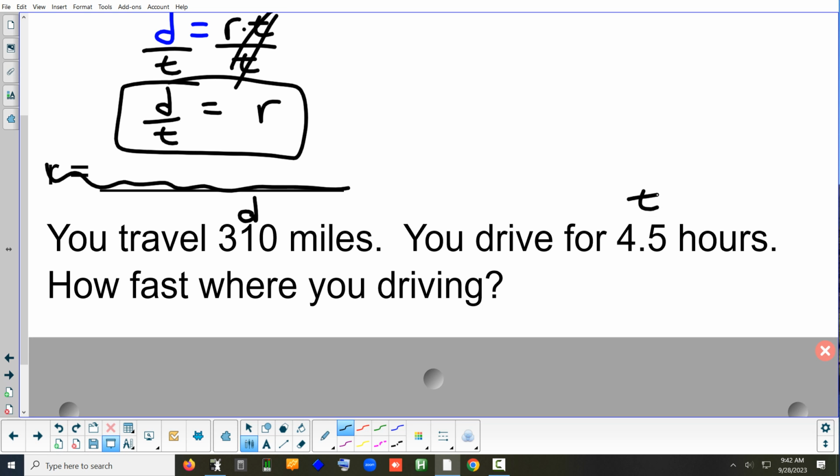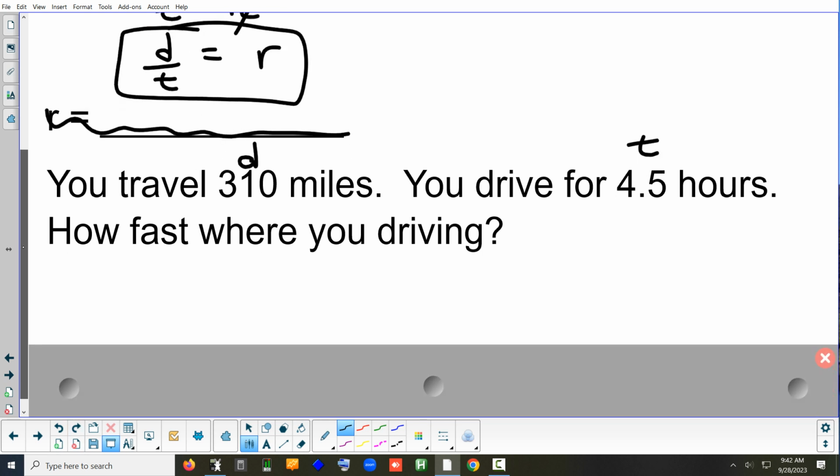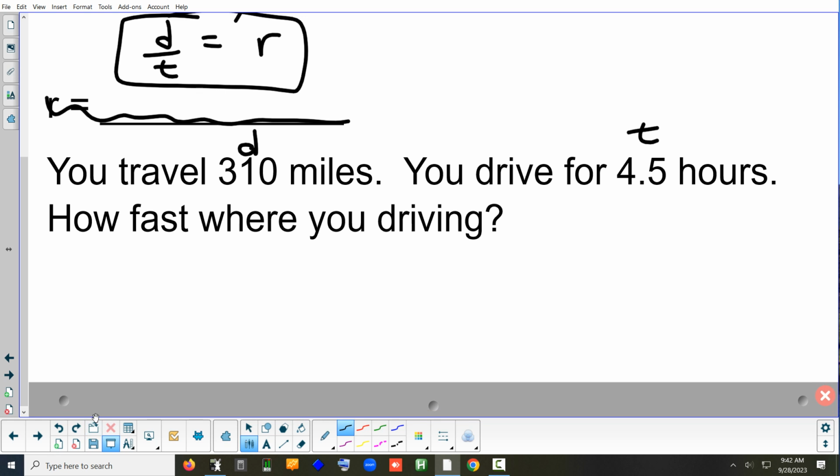So we're going to take the two numbers, the D and the T, and we're going to fill them into our formula. What's going to go in the top of our fraction? 310, because that's the distance, divided by what's going to go in the bottom? The time, which is 4.5. And what letter is that going to give us? R. That's going to give us the speed.